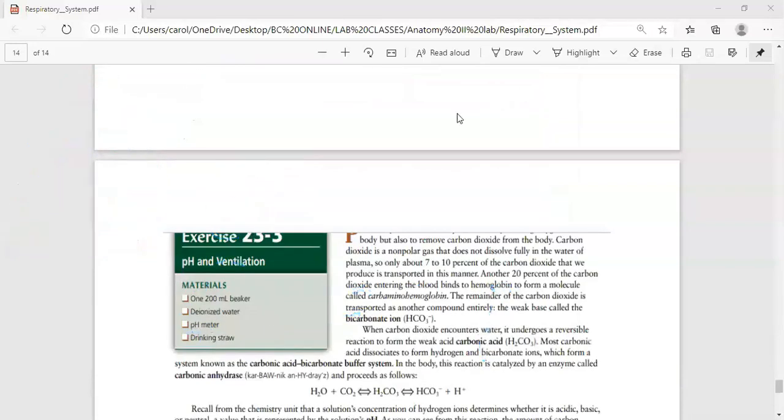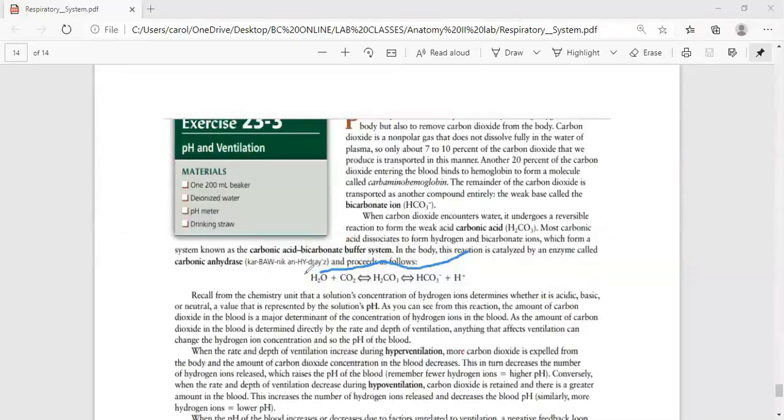And that's that. Then we have right here pH and ventilation. Besides the function of the lungs with the gas exchange, there's another very important function of the lungs. That is the control of pH. You're going to have to know this chemical reaction. The reason why you have to know this is because this happens in organs, in a lot of tissues that we have in our body.